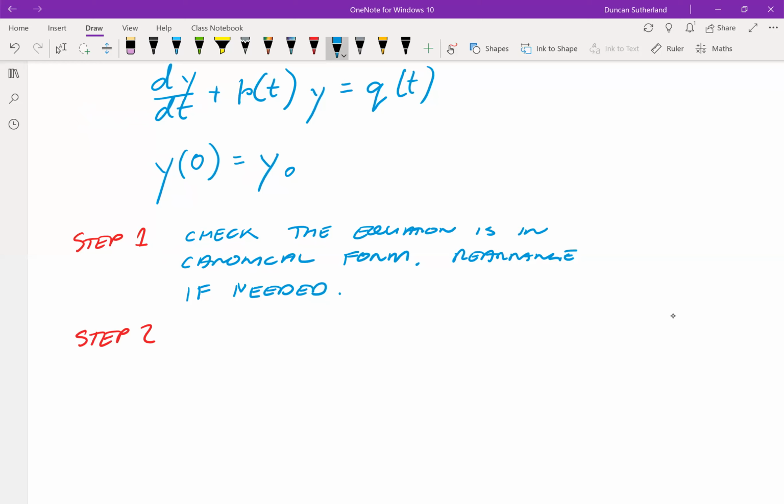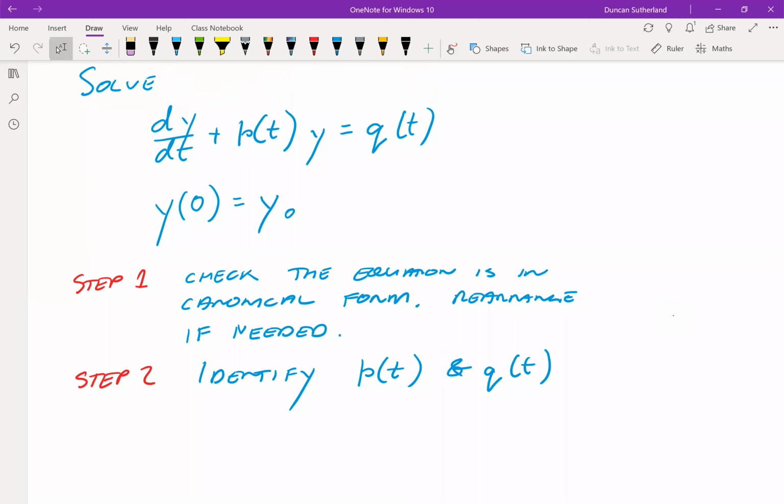Step 2, identify the P function and the Q function. This is crucial, and a lot of students manage to confuse them, right? If your equation is written correctly in canonical form, it's obvious. P is associated with y, right? Q is all on its own. That's essentially it. Make sure that you have the sign correct as well.